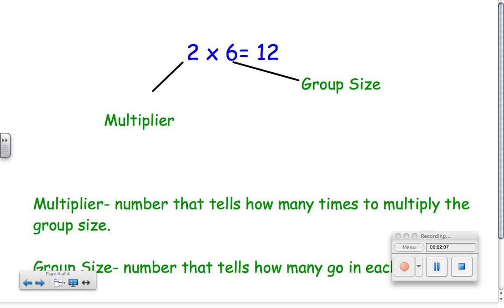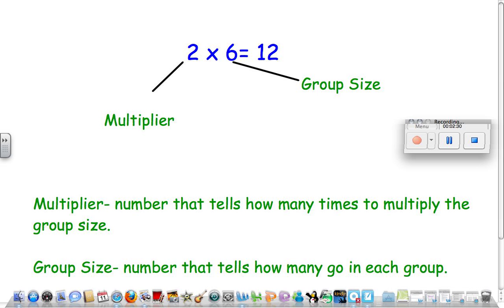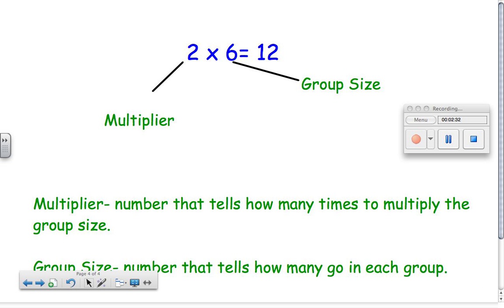Here we have our same equation, 2 times 6 equals 12, but this time we see that the words have changed. We have multiplier and group size. The multiplier tells how many times to multiply the group size. The multiplier is our very first number in our equation. The group size is the number that tells how many go in each group. The group size is what we will use when we do the repeated addition.